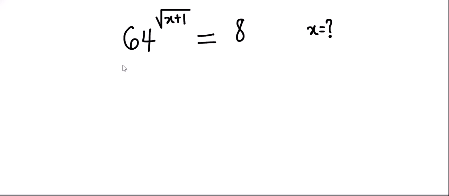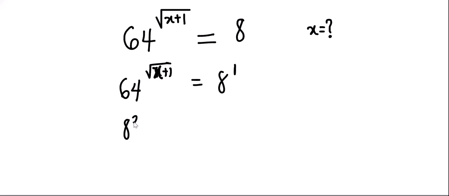In this video, we are looking for the value of x. Now, to solve this equation, here we have 64 to the power of the square root of x plus 1 equals 8 to the power of 1. 64 can be written as 8 to the power of 2, multiplied by the square root of x plus 1, which is equal to 8 to the power of 1.